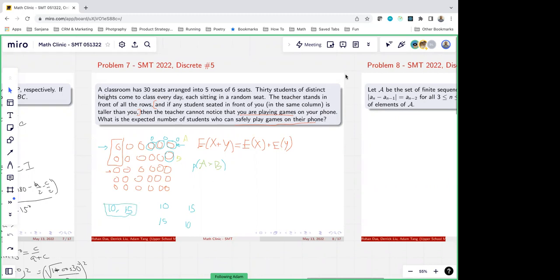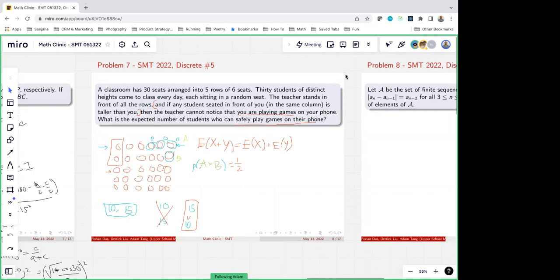In exactly 1/2 of our cases, the second student will be safe. So B will be safe in this case, because 15 is greater than 10, and in this case, it will not work. Once again, these numbers 10 and 15 can be chosen arbitrarily. It can be any pair of numbers, but there are always two ways and exactly one of them works. So the probability that A is greater than B is simply 1/2. That constitutes our expected value for the second row. Each of these has a 1/2 probability, and therefore in half of the cases they will be able to play games on their phone.